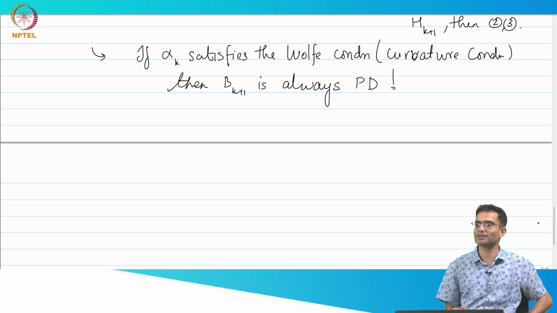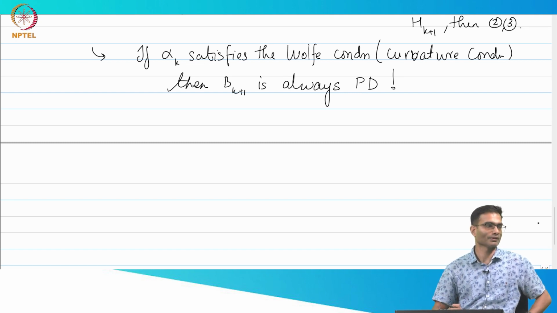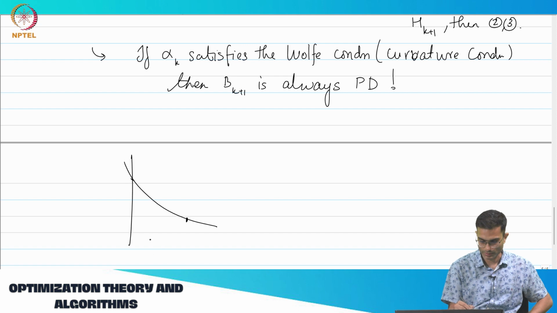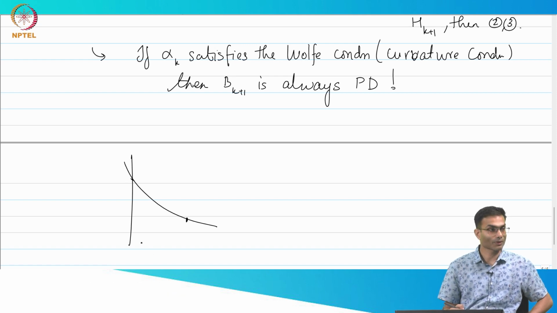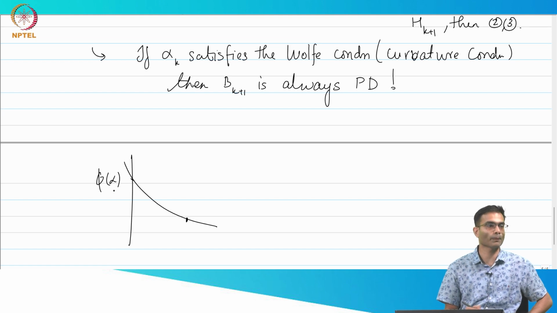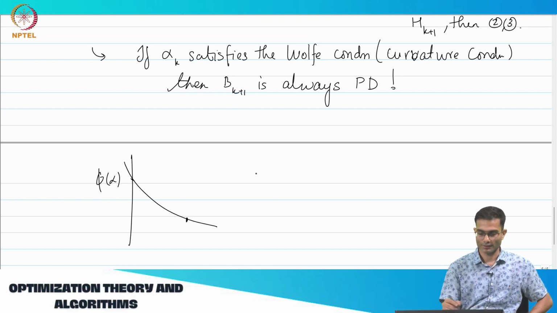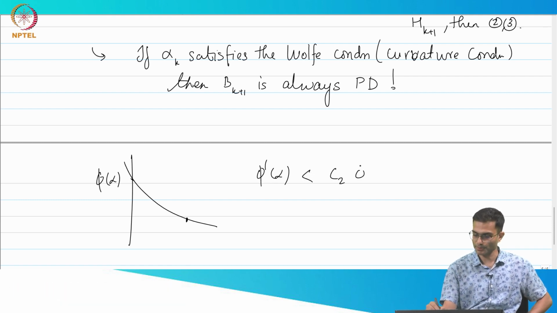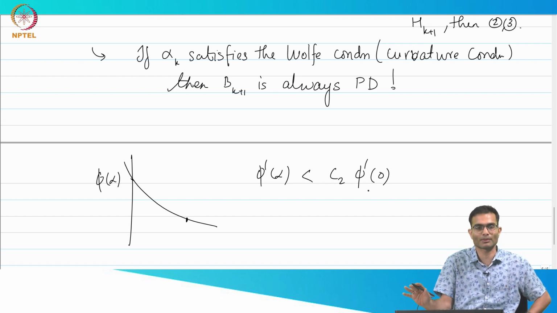So what was the curvature condition? If you remember the English, you will be able to tell. What was it? So remember we had something like this. So what did it say? So if this was my phi of alpha, I said that the slope at phi dash of alpha should be less than what? C2 times phi dash of 0. If you remember it in words, you will always remember what is going on over here.